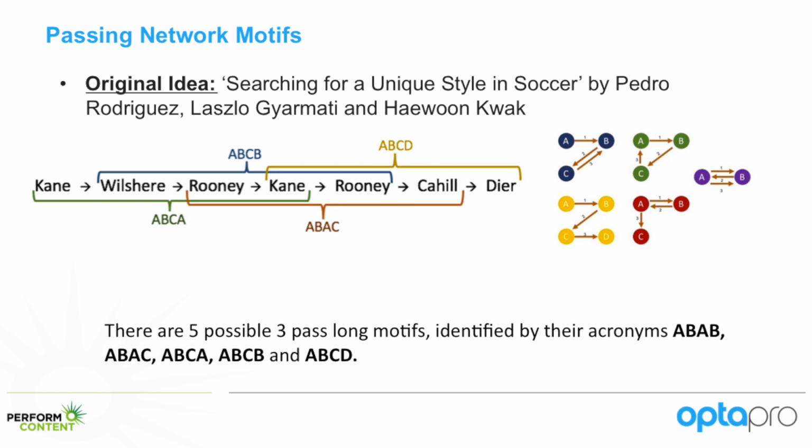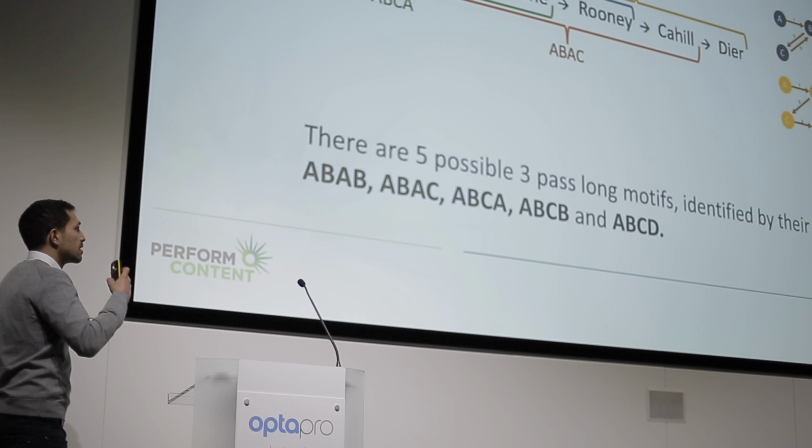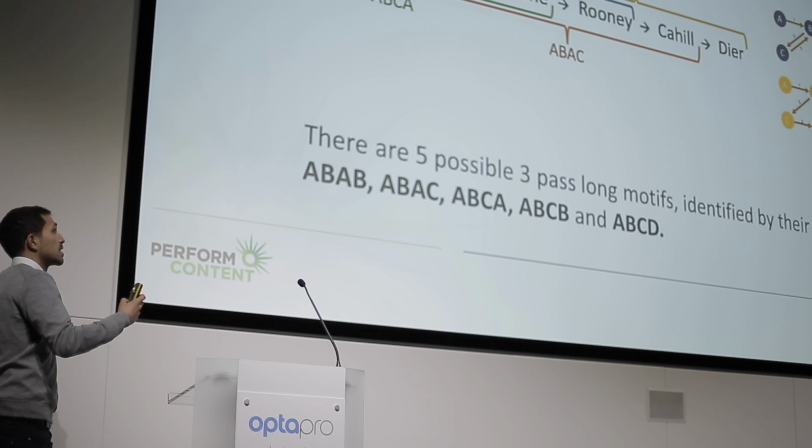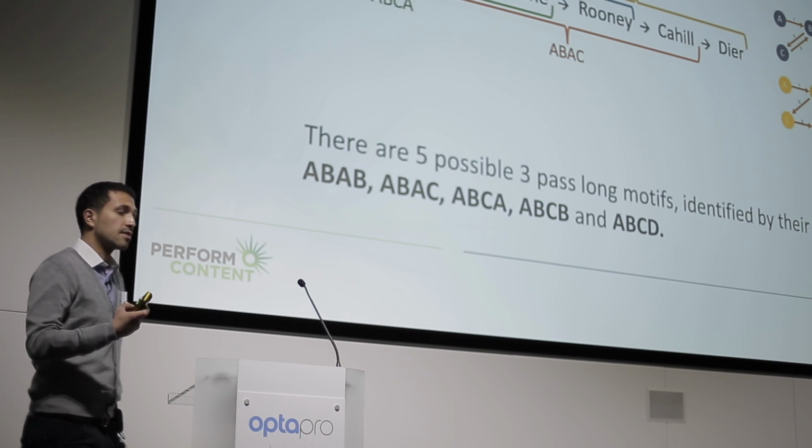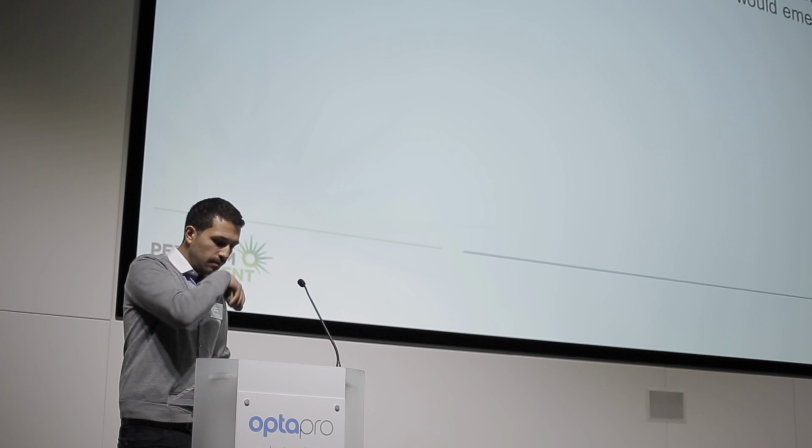Now all in all, when we count the different possibilities for 3-pass long subsequences, there's going to be 5 possible categories: ABAB, ABAC, ABCA, ABCB, and ABCD. So what we can do is we can take teams' passing sequences and count how many times they perform each of these sequences.